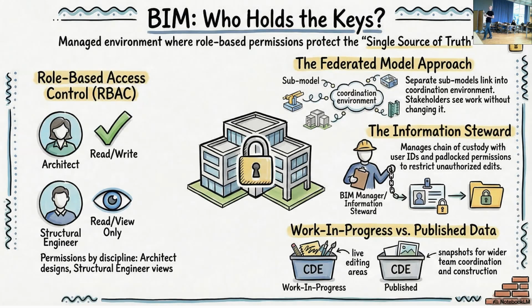So we have roles: the architect can read and write the architectural model. The structural engineer can only read, can only view the model, okay? And permissions are, in this case, by discipline. And in that case, the architect's model is used to create the structural model, etc. We will have examples of that in tutorials after the midterm, towards the end of the semester.